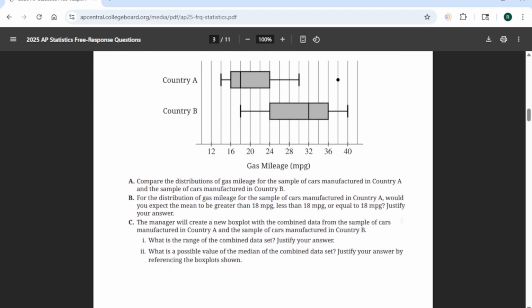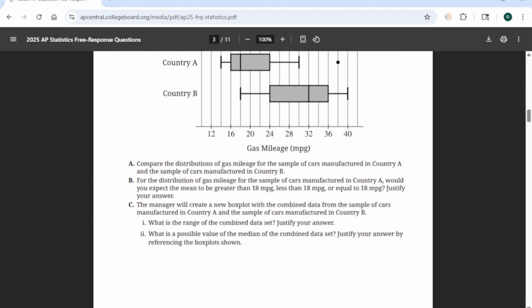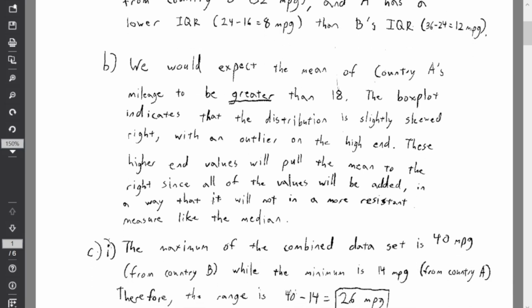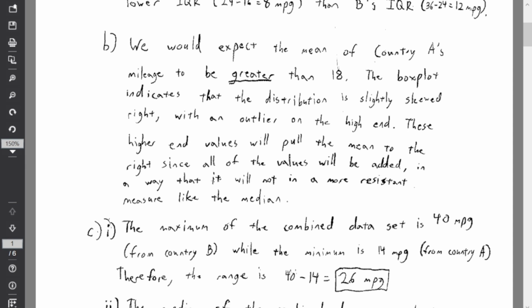In part C, we're going to make a new box plot that combines these 2 different data sets. First part asks, what is the range of the combined data set? Well, if I put both of the sets of data together, then my highest end is going to be at the 40. My lowest end is going to be at the 14. So the maximum comes from country B and the minimum comes from country A. And so that will determine my range, which is 40 minus 14, which is 26.